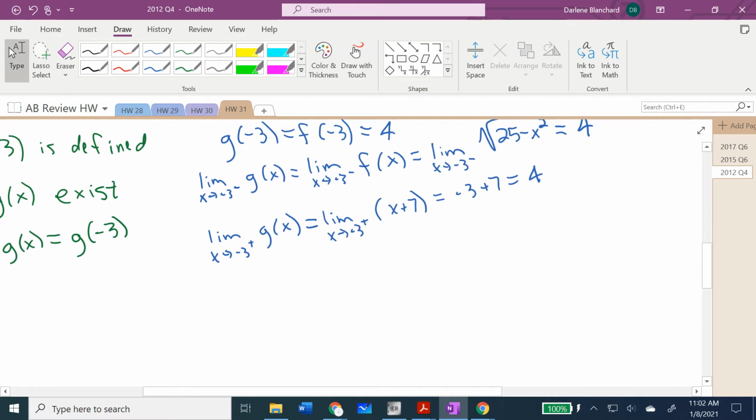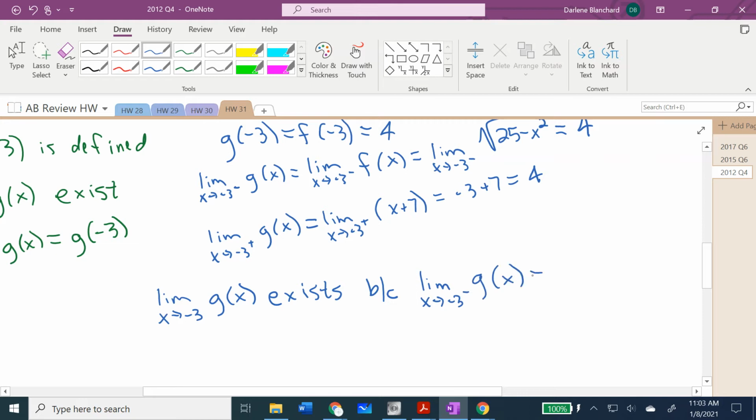Now, I think it is best if you explain that the limit as x approaches negative 3 of g of x exists because the two one-sided limits are equal, but write that in appropriate notation. And then is finally the last check.